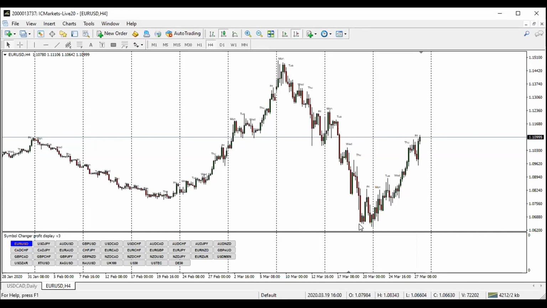Then after taking out this liquidity, the market came back to this particular area to break the market structure, right? Because this is actually a lower high. The market took out this low, and after taking out this low, this can be called a lower low.